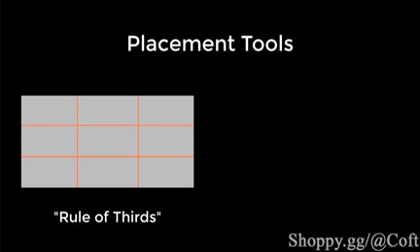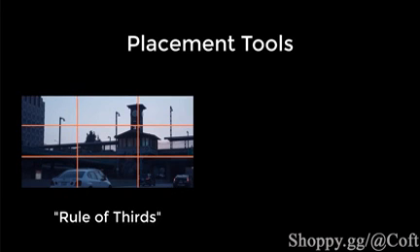From there, you can place your subject and focal point in one or more of the intersecting areas where the lines meet up. As you can find here, in this photograph that I took, I placed my subject matter in the upper right corner, which is the clock tower.